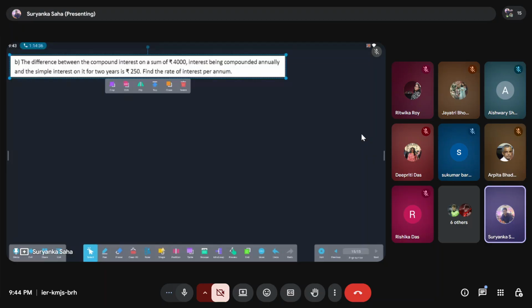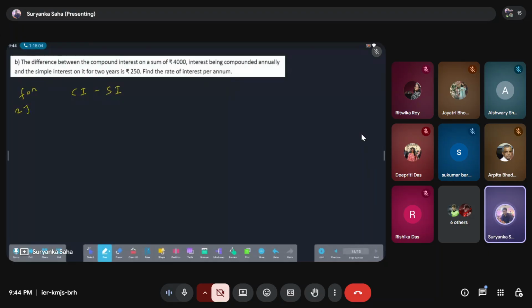Annually, simple interest for 2 years is that. So find the rate of interest. The same rate, obviously, since nothing is mentioned, so the rate will be the same. You know, just a baby formula. The baby formula is CI minus SI, and this formula is for 2 years. The compounding is also done annually, so no adjustment is required between CI and SI. You can use it.